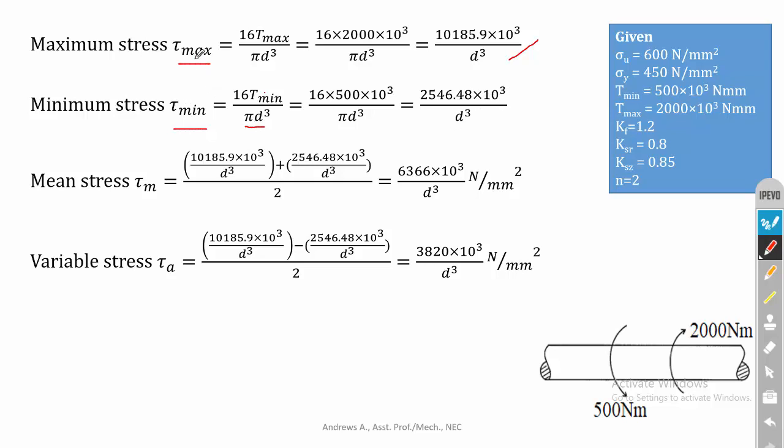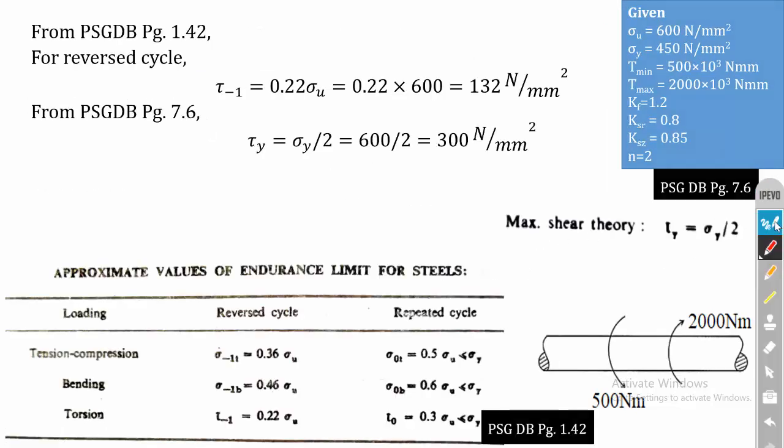So now you can substitute this tau max and tau minimum in the mean stress and variable stress equation. These kind of problems we have already solved. So you will get tau mean as 6366 into 10 power 3 divided by d square, and tau a as 3820 into 10 power 3 divided by d square. So we have calculated tau m and tau a.